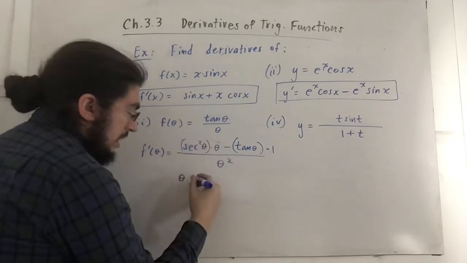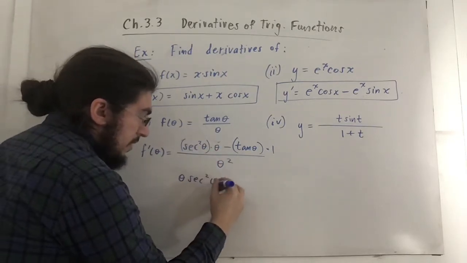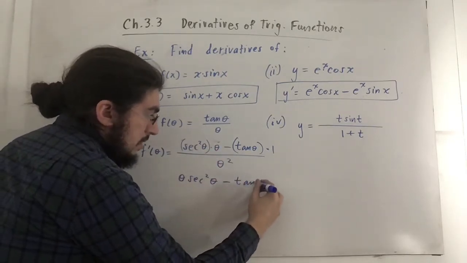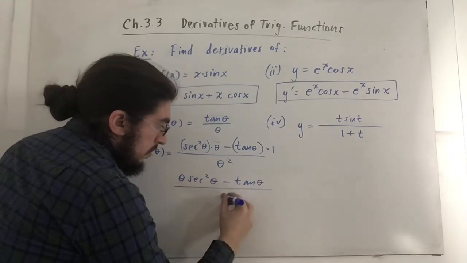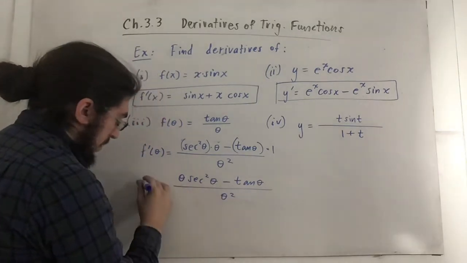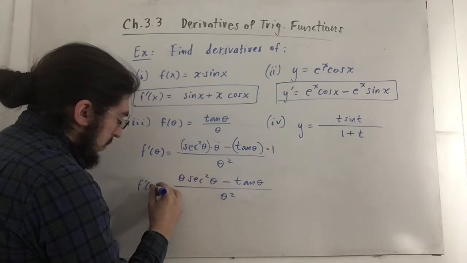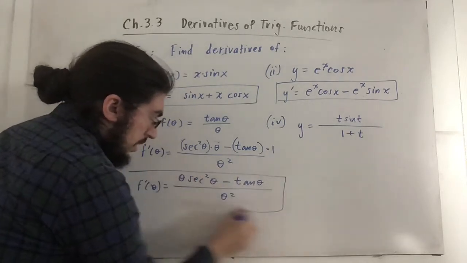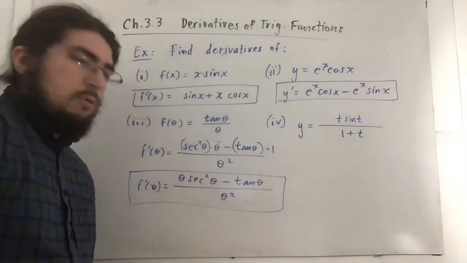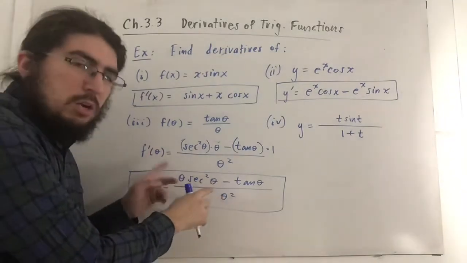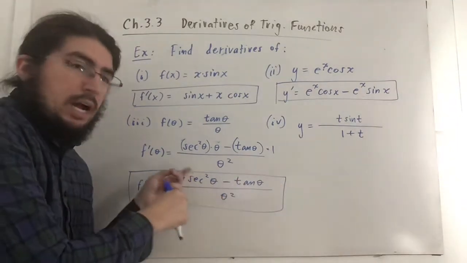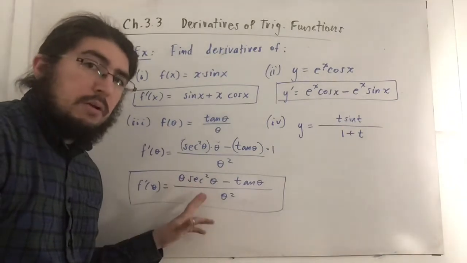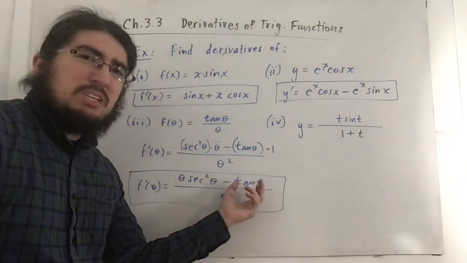Alright, so this is going to be theta times secant squared of theta minus tangent of theta, all over theta squared. And there's not really much we can do here as far as simplification goes, so we're kind of stuck. You may think, oh, don't these thetas cancel out? They don't, because only if we pull theta out from the entire top can we cancel out a theta with the bottom. But this second term doesn't have theta in common.